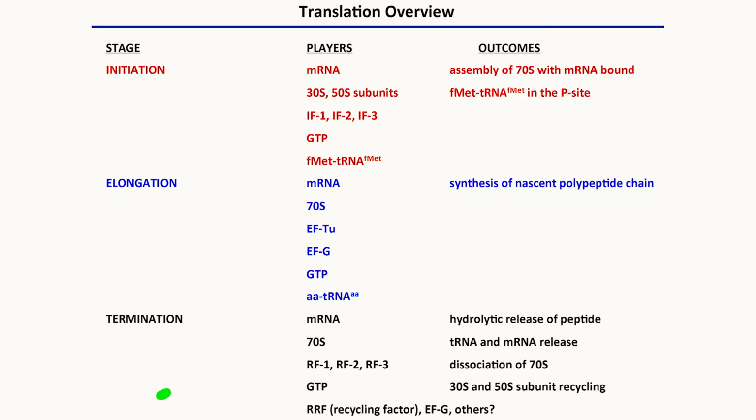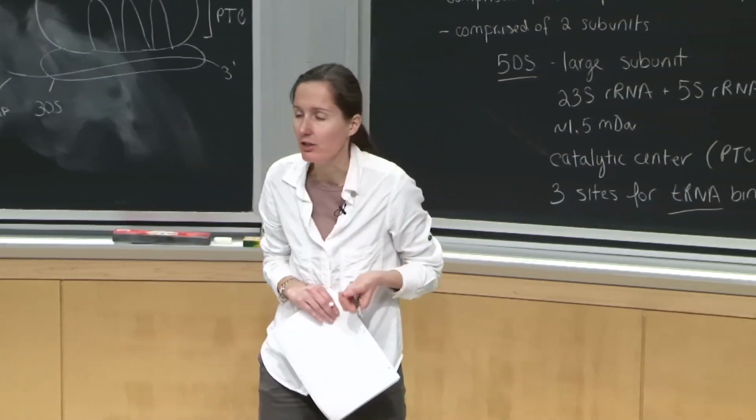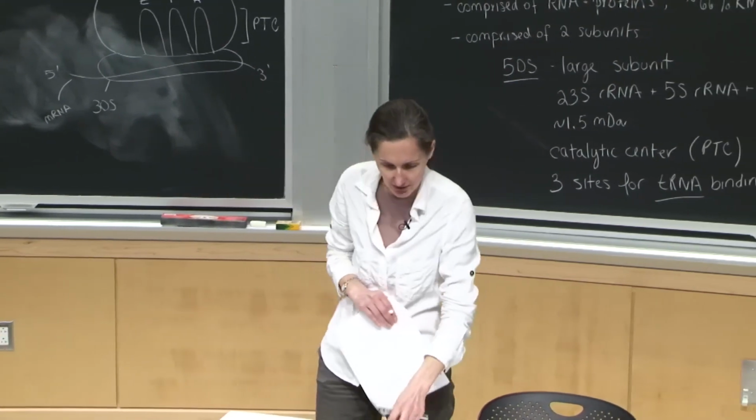Okay, and termination is the hydrolytic release of the peptide, release of the tRNAs and mRNAs, and dissociation of the 70S, and ultimately recycling. Okay, so there are many factors that need to be taken into account and dealt with at every stage here. This is just another reference table. It has some additional players like EF-Ts, and this is a nucleotide exchange factor for EF-Tu. So EF-Tu is a GTPase that we'll hear more about in lecture next week and in recitation next week.